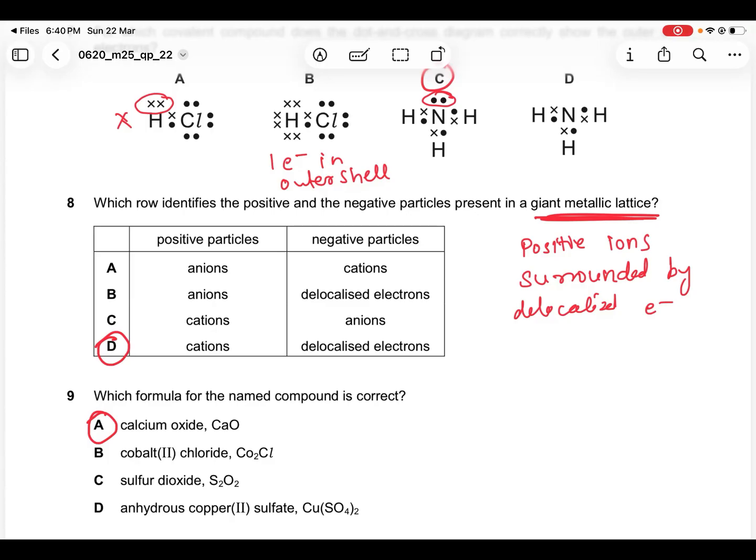In ionic bonding, we have a cation and an anion which is bonded together, and in metal bonding, we have positive ions which are bonded to delocalized electrons. So electrons become the negative particles here.